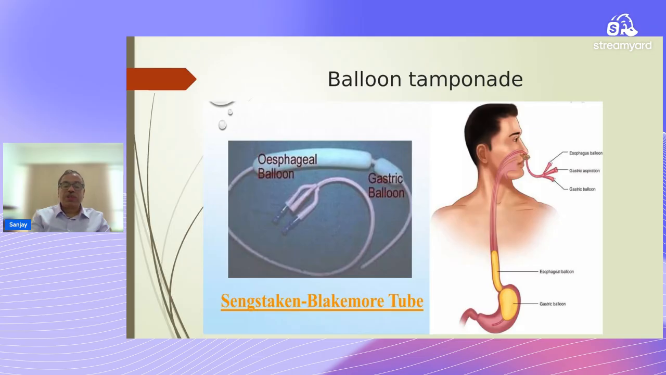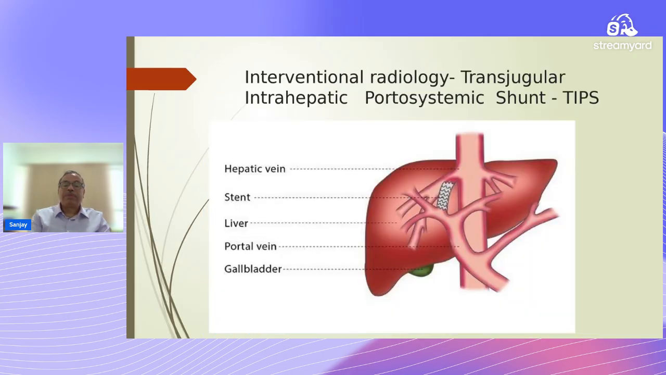The commonly used tube, what we are seeing here, is a Sengstaken-Blakemore tube, which has an esophageal balloon and a gastric balloon. When it is inflated, as shown in this diagram, it gives a pressure effect and prevents the bleeding of esophageal or gastric varices. So there would be immediate cessation of bleeding.